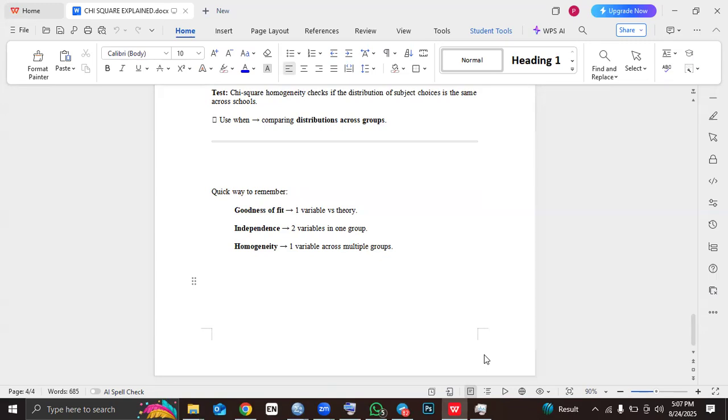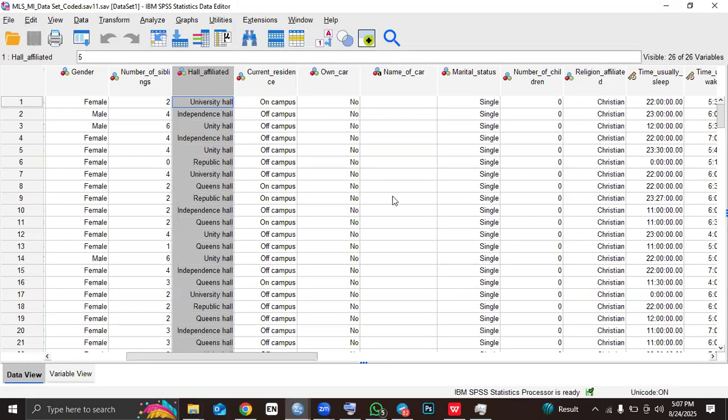And finally, we are talking about the chi-square test of homogeneity. And the condition that has to be satisfied for that is that you test for one variable across multiple groups. Good. So let's solve an example.